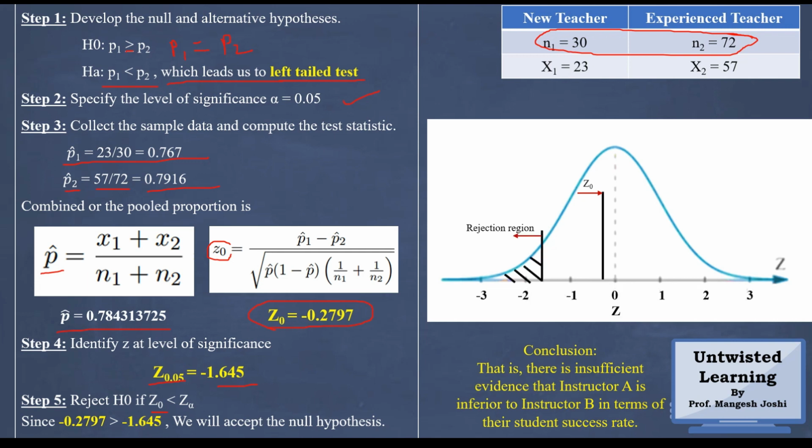This is shown graphically over here, that this critical value is minus 1.645. So this is that value, minus 1.645, and the calculated value of Z is minus 0.27, that is this value. So since your calculated value of Z is in the acceptance region, you will accept the null hypothesis, which leads to the conclusion that there is insufficient evidence that instructor A is inferior to instructor B in terms of their student success rate, right?